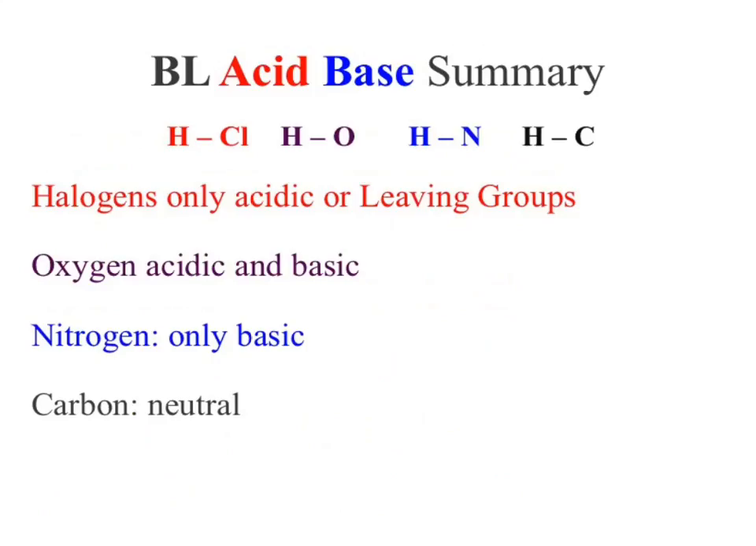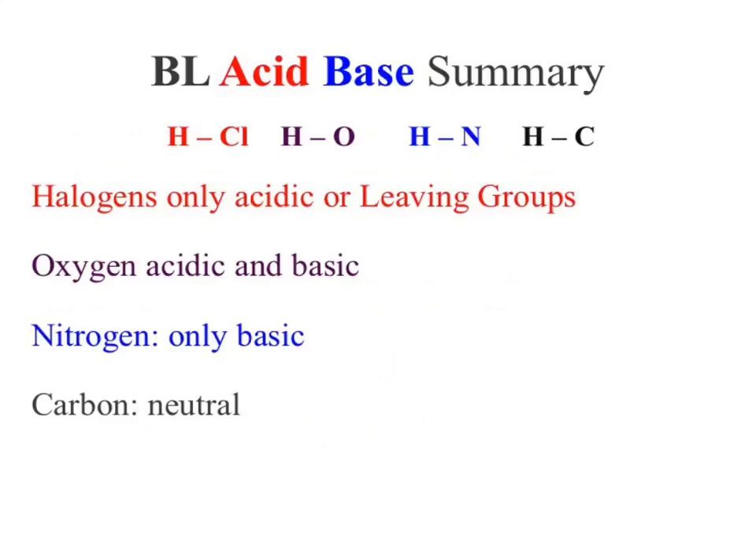Your acid-base chemistry. This was an attempt at summarizing it as best I could real quickly. When we're looking at hydrogens bound to our halogens, they can only act as acids. We don't really have a choice. When we shift one row further over, or further to the left, we run into our oxygen column. Oxygen falls in this gray area. It can act as both an acid and as a base.